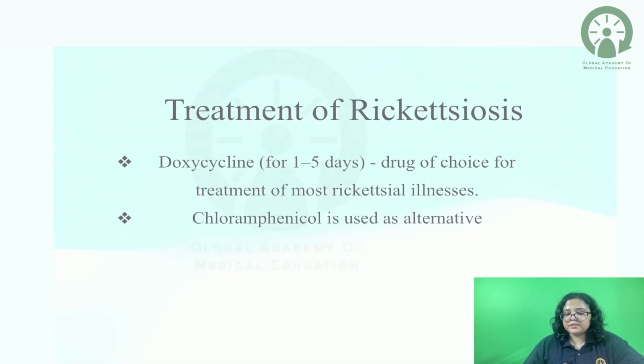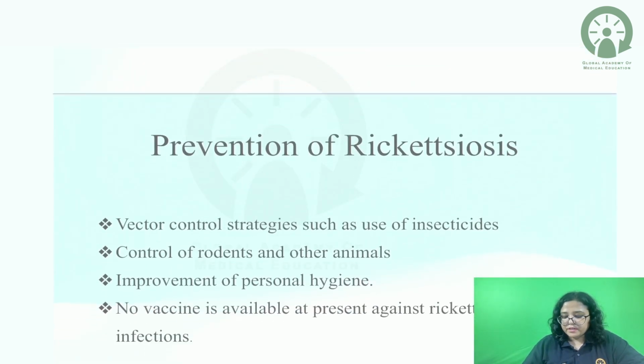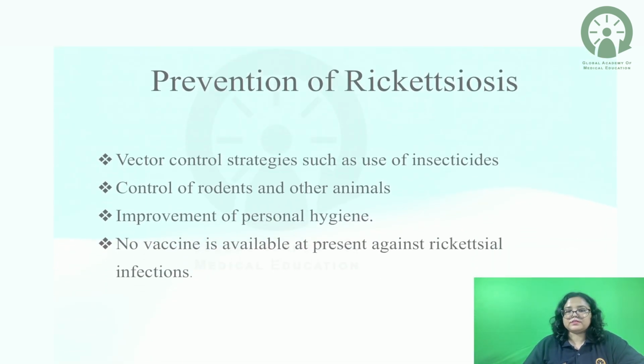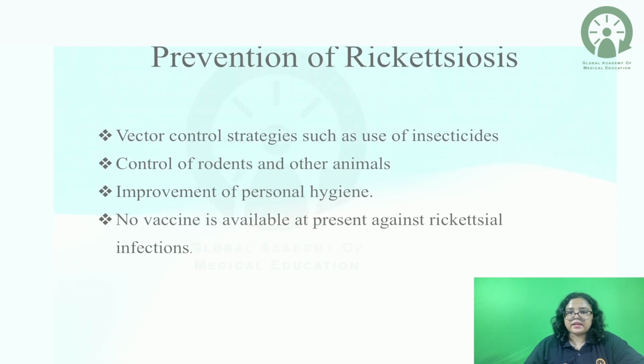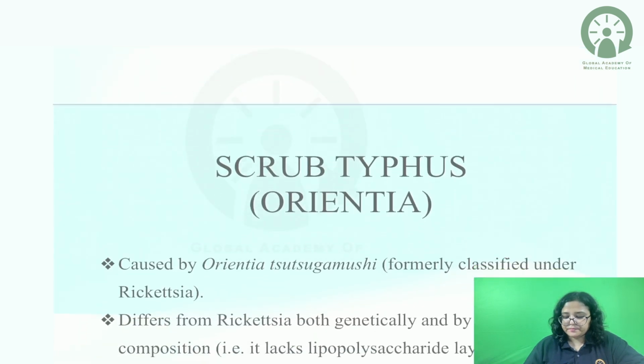Treatment for rickettsiosis: we can treat it with antibacterial agents like doxycycline, the tetracycline group, and chloramphenicol can be used as an alternative. For prevention, we have vector control strategies such as insecticides, control of rodents and other animals, improvement of personal hygiene, and currently no vaccine is available against rickettsial infection.